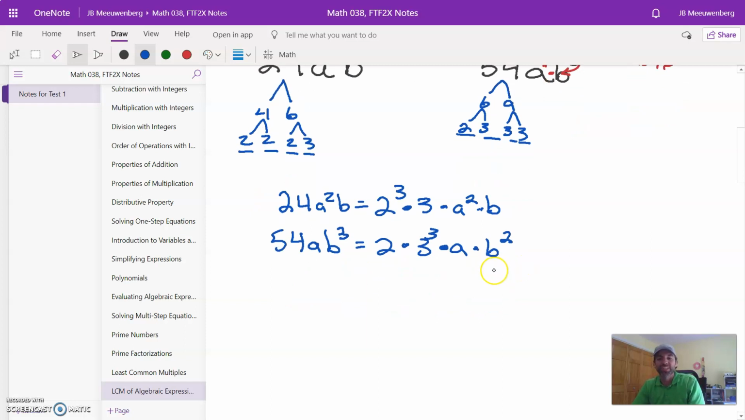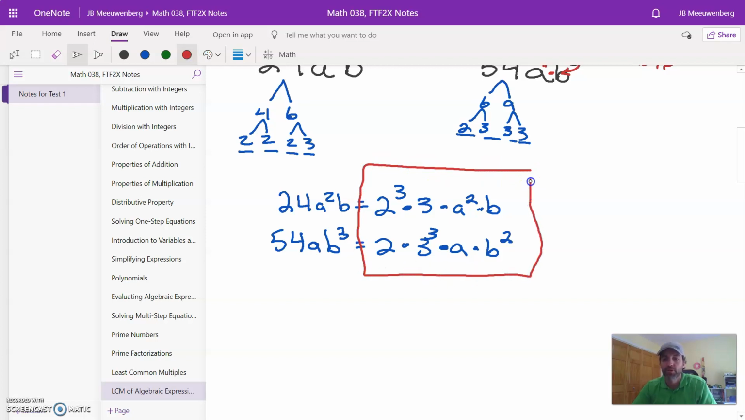We did not have to do a single thing in either of these problems with the variables. We left them exactly how they were. Now we look at our bases, we look at our prime factorizations. Only this part of the problem matters anymore. And we pick the highest power of each factor. We have 2's, we have 3's, we have a's, and we have b's. Highest power of 2 is this. Highest power of 3 is this. The biggest exponent on an a is a 2, so we pick that one.